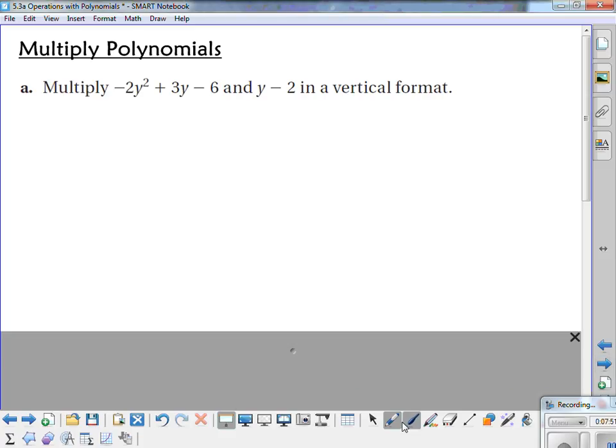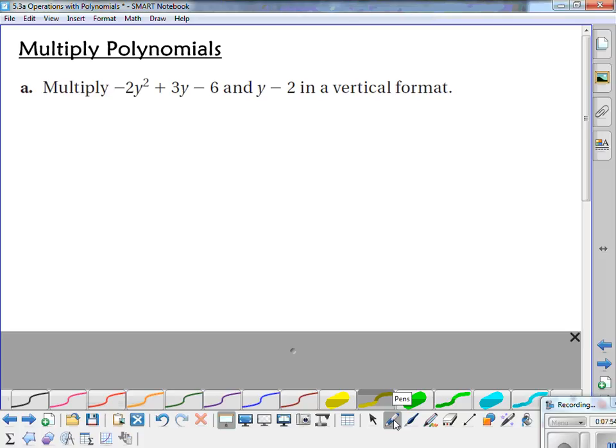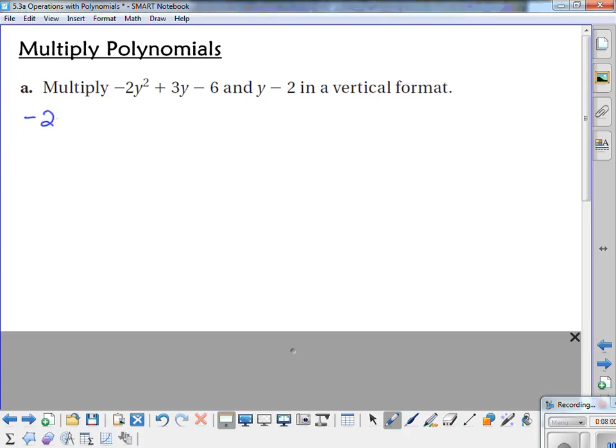I don't know whether you'll choose to use this method, but I just want to show you it can be done this way. I can multiply negative 2y squared plus 3y minus 6 times y minus 2. And we can actually write it just like a regular multiplication problem. So negative 2 times negative 6, I get a positive 12. And negative 2 times 3y, I get minus 6y. And negative 2 times negative 2y squared, I get a plus 4y squared.